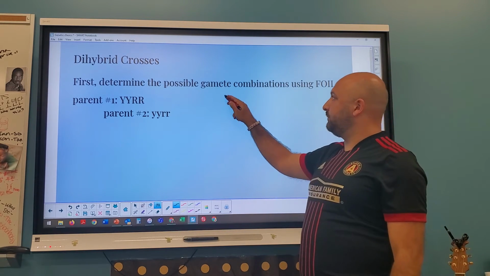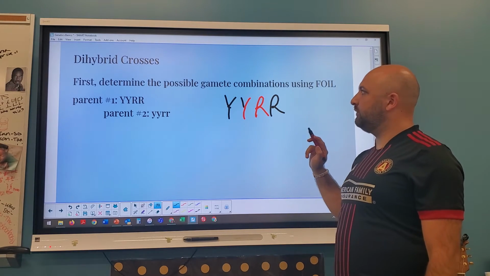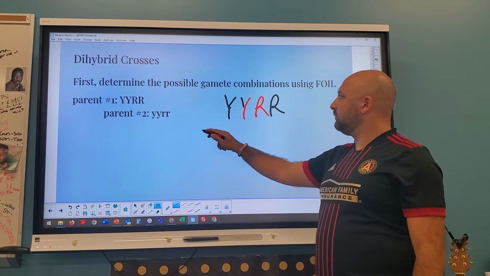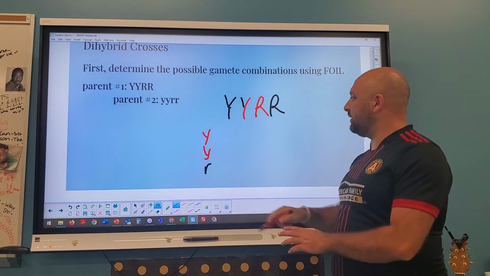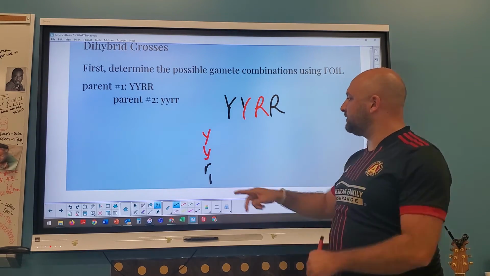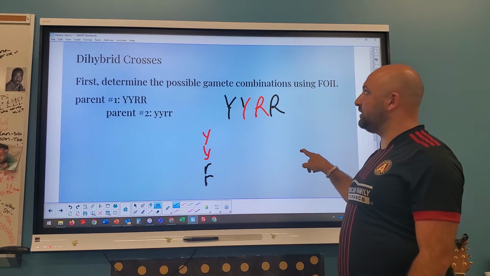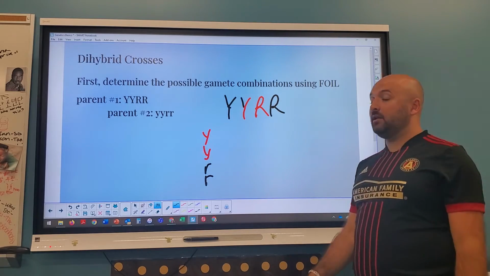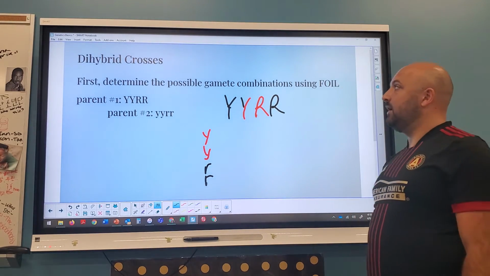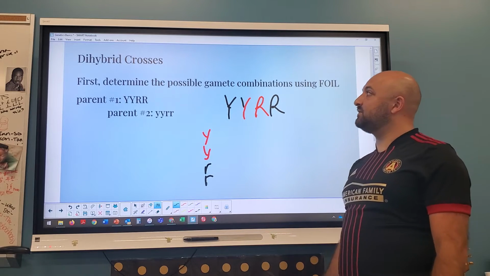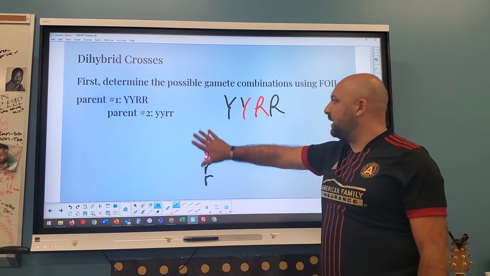So parent 1, homozygous dominant. Parent 2, homozygous recessive. And the question is, can we make a Punnett square that deals with 2 sets of genes? And the answer is quite yes. But how you set it up matters. And this is all about this idea of segregation and independent assortment. Let me explain what I mean.